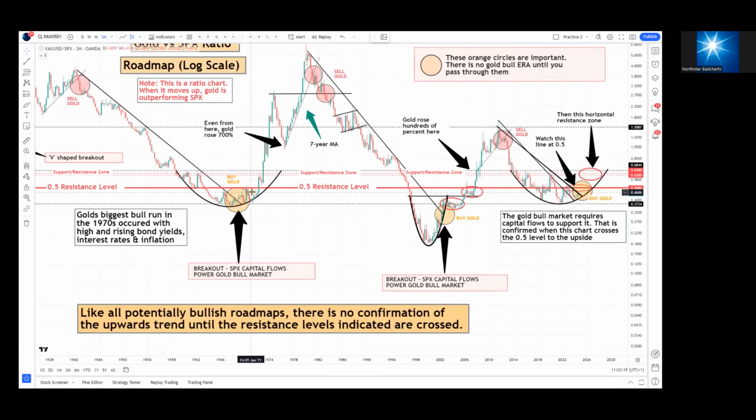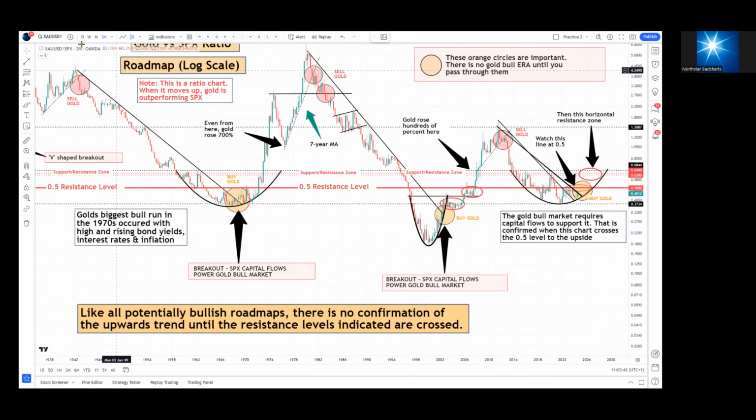I mean, what happens when this chart rises is that gold is outperforming the S&P. So that's a precious metals bull era, because the S&P under normal circumstances would massively outperform gold. So you can see here from 1980 to the year 2000, for 20 years, the S&P massively outperformed gold. The chart was dropping, so the S&P was outperforming gold.